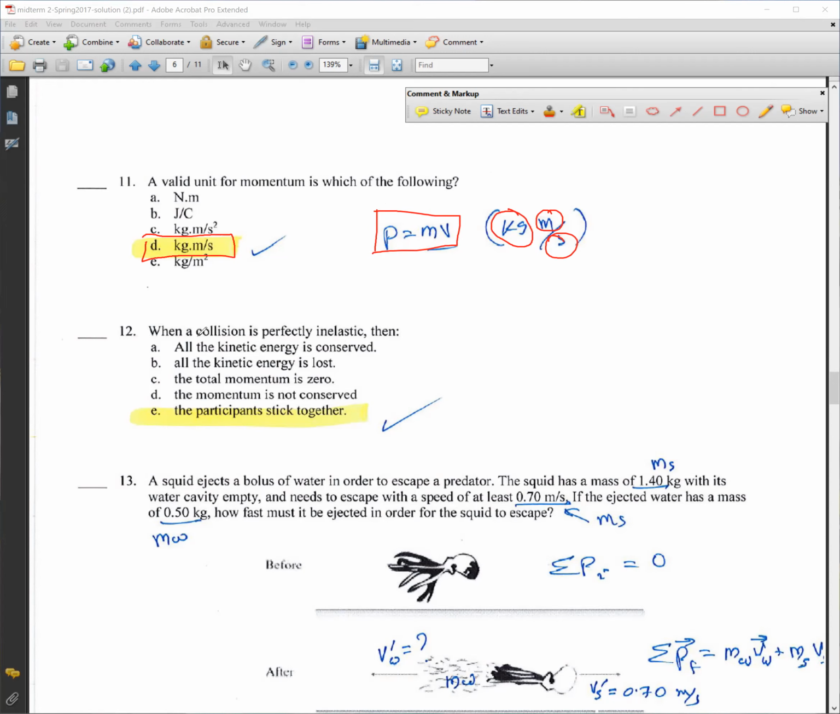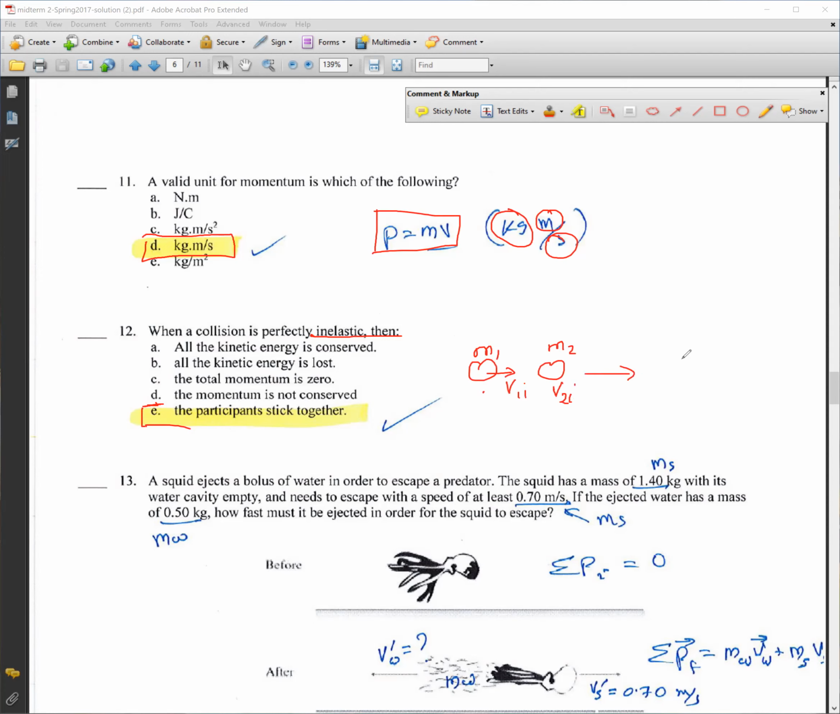Now, question 12. When a collision is perfectly inelastic, then among these options, we have option E, which says the participants stick together. So this is when you have a perfectly inelastic collision. This is before collision. We did this also many times. This is mass 1, this is mass 2. Let's say mass 1 is moving with V1 initial, and mass 2 is not moving, V2 initial.